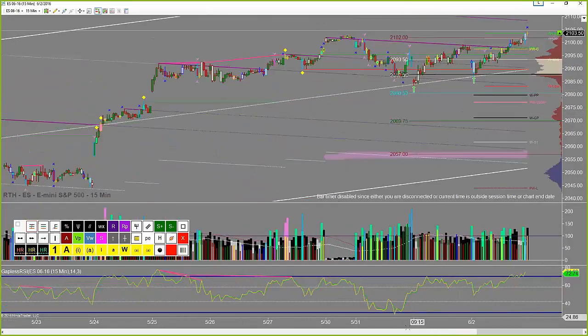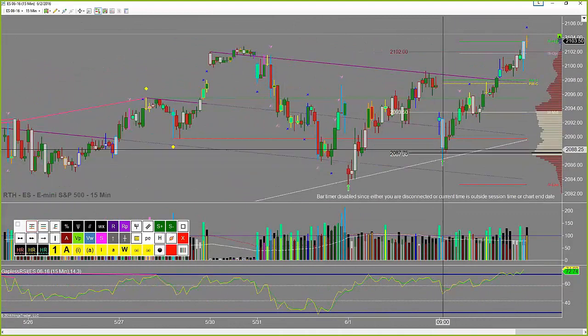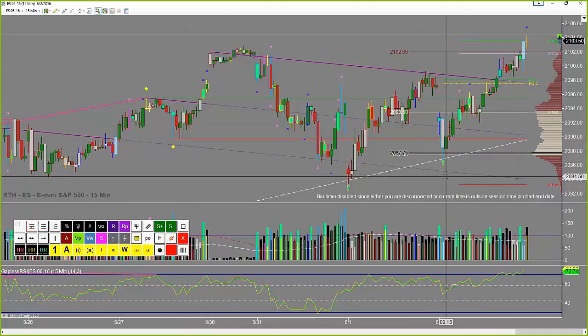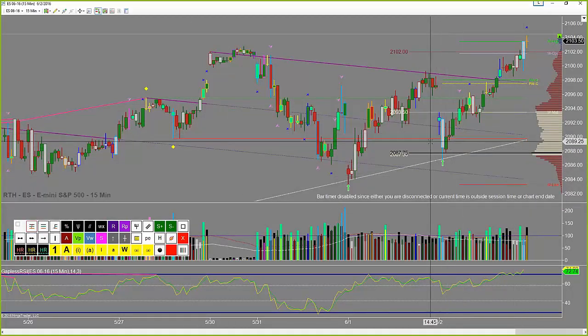Everybody understand what that is? The volume point of control. It's the price at which the most volume traded for this entire swing up. So we just had tons coming together here at this high, this low.